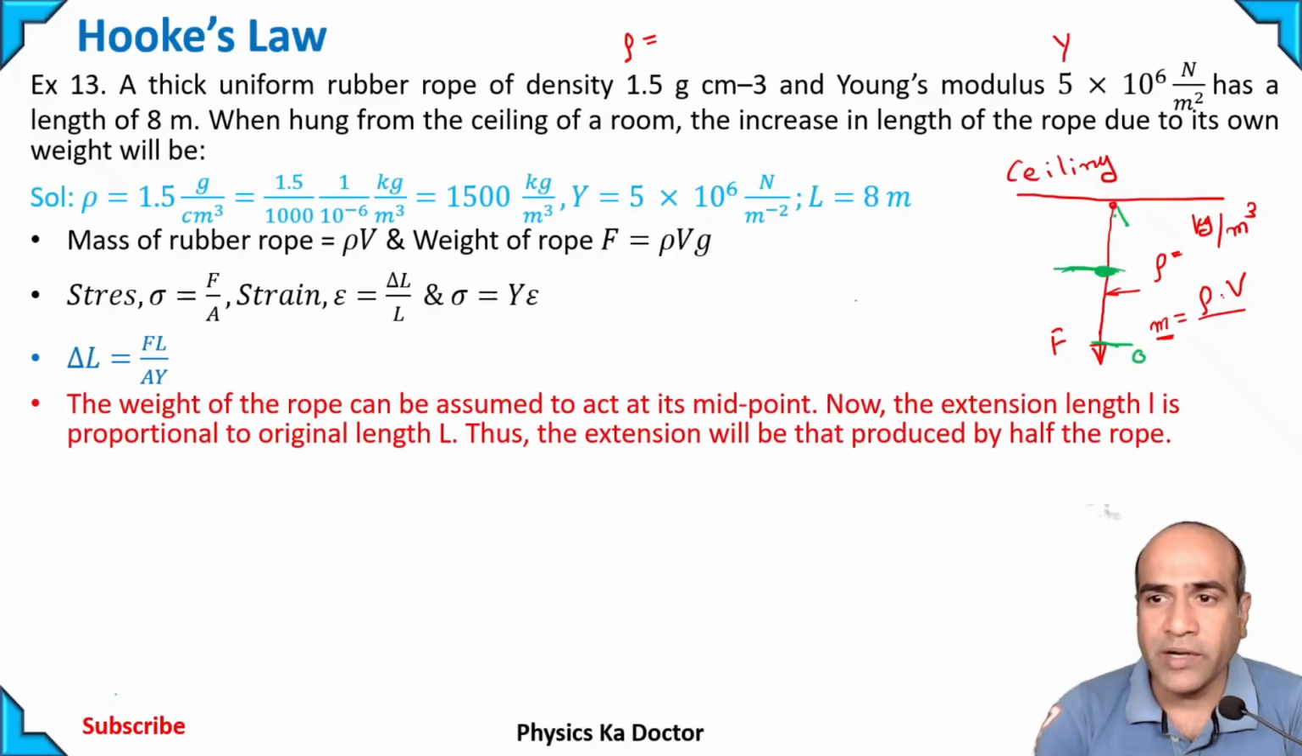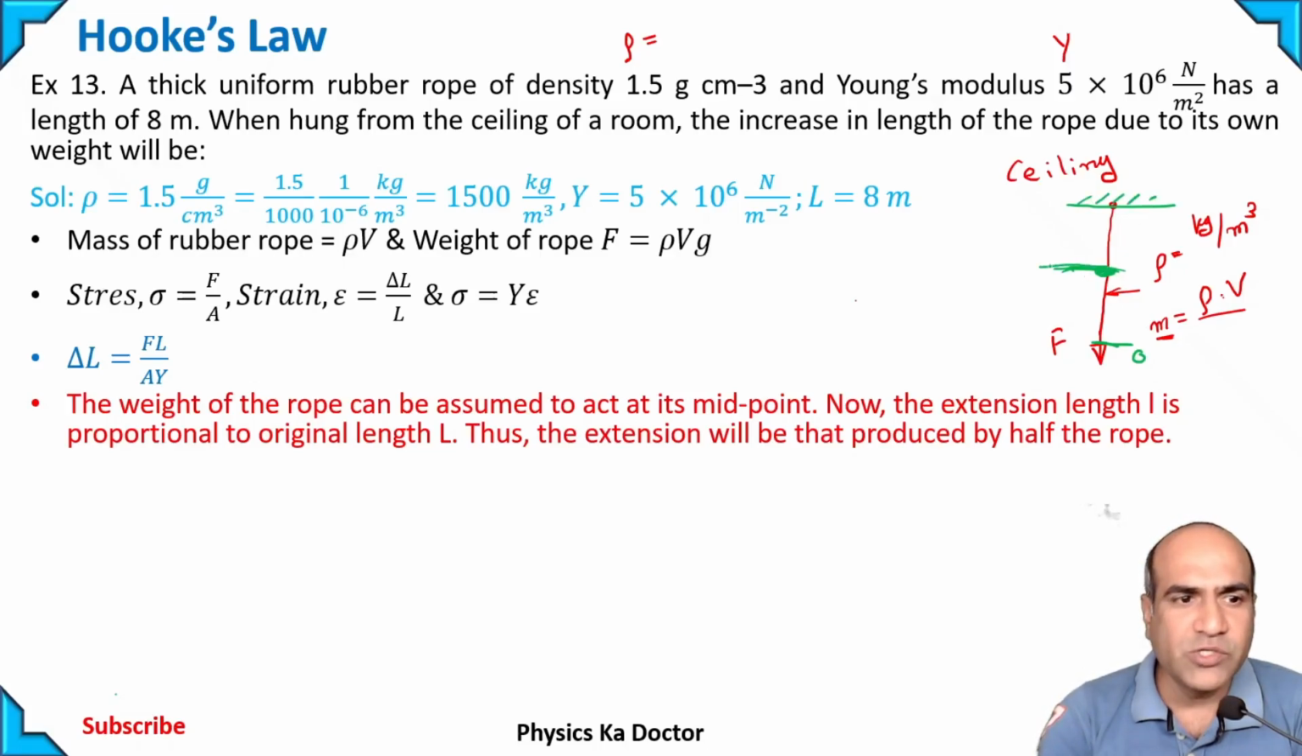At the top point, if we assume, there will not be any expansion. At the middle position, we can have a combination of the upper portion and lower portion. Both will be there, and the resultant effect can be found easily.